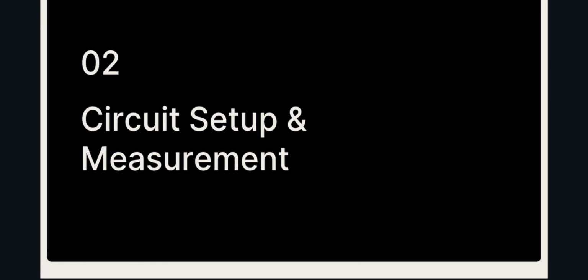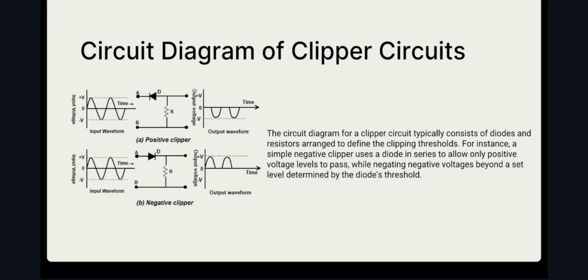Second, circuit setup and measurement. Circuit diagram of clipper circuit. The circuit diagram for a clipper circuit typically consists of diodes and resistors arranged to define the clipping threshold. For instance, a simple negative clipper uses a diode in series to allow only positive voltage levels to pass, while negative voltage beyond a set level determined by the diode threshold is clipped.